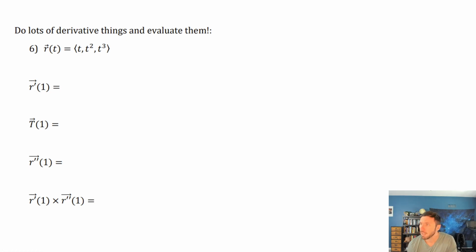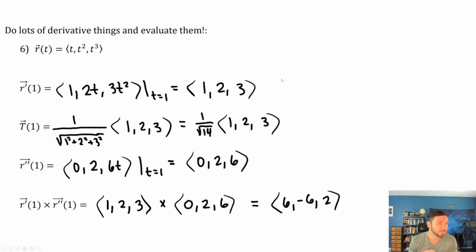This is the twisted cubic. Sometimes we have something called the twisted cubic. Yeah, this is the twisted cubic curve. All right, give it a go. 3, 2, 1. In terms of the rote practice procedure of it all, it's what you would expect, right? Derivative, plug in 1, nothing crazy. 1, 2, 3.